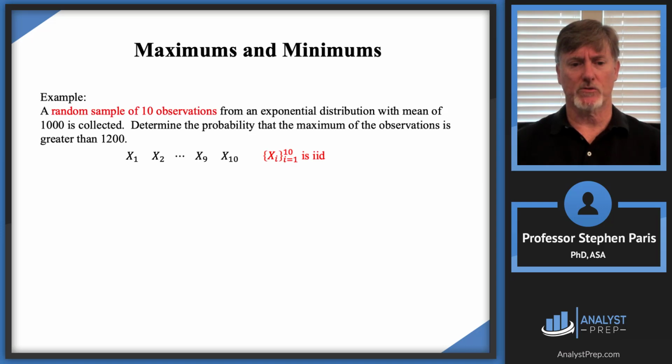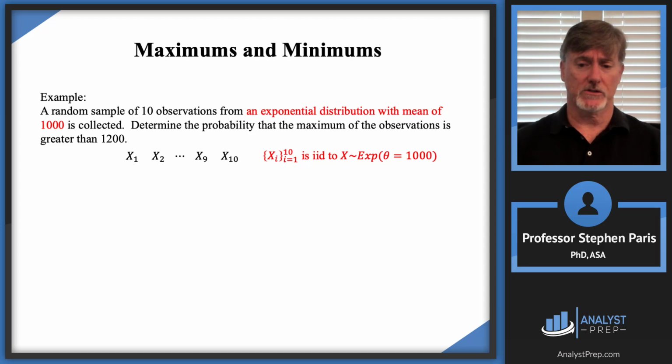When you see the words random sample, that indicates that you're in this IID framework. So these variables are independent and identically distributed, and implied in the sentence is that they are observations from this exponential distribution with a mean of 1,000. So that's the common distribution that each of these random variables, the cap X1, the cap X2, all the way up to the cap X10, are random variables, but they're all identically distributed. They follow that common distribution, cap X, right here.